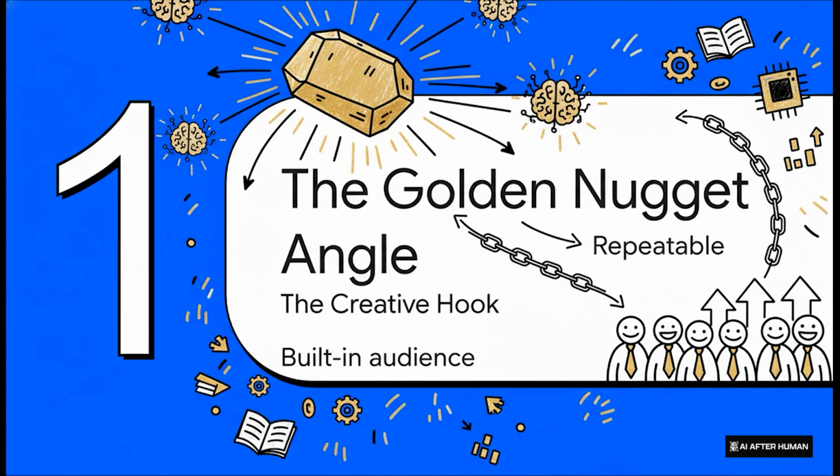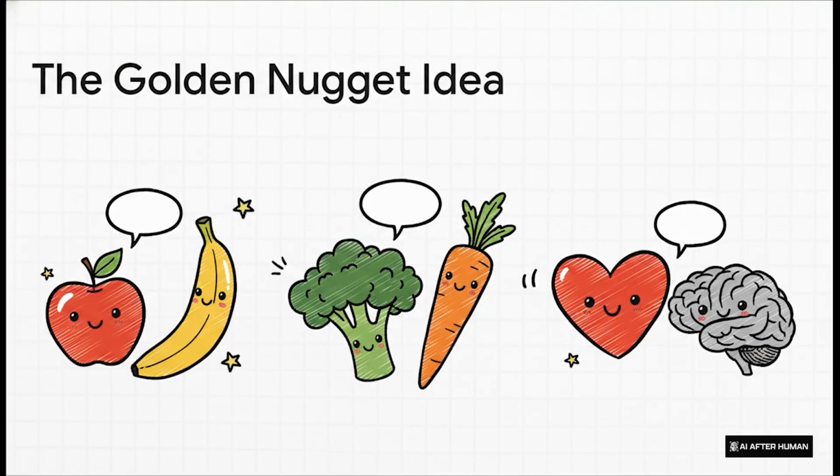The creative hook. We're going to call this the golden nugget angle. This is the what of the whole operation. And it has to be a simple, repeatable content format that, and this is key, already has an audience just waiting for it. So what's the golden nugget in this case? It is brilliantly simple. Talking objects that teach kids stuff.